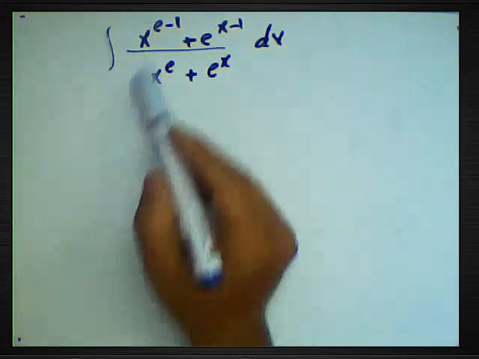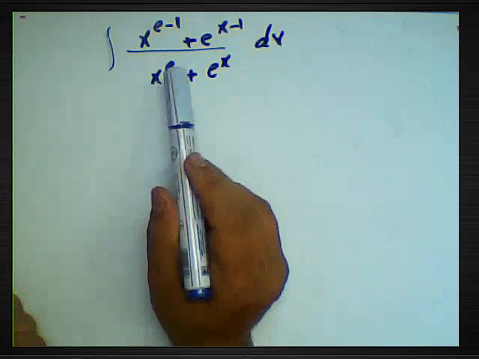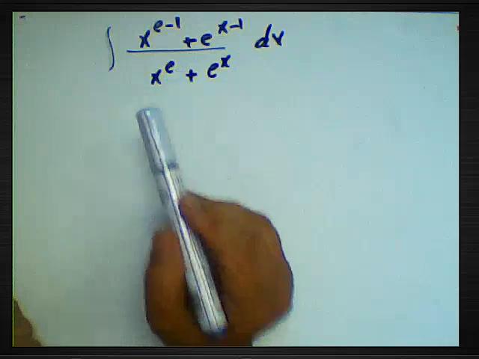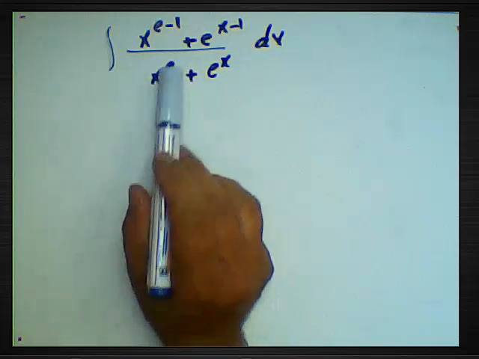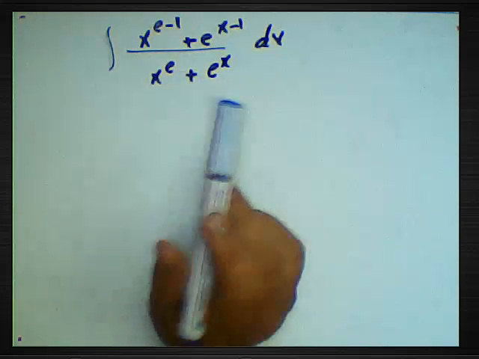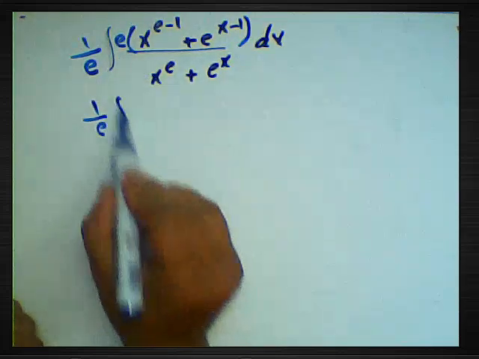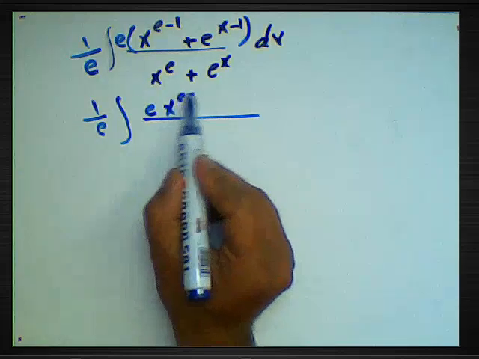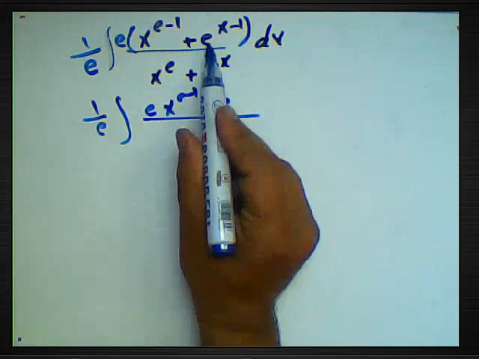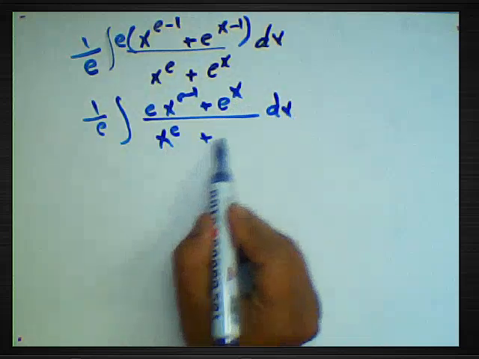Integration about this function, x power e minus 1 plus e power x minus 1 over x power e plus e power x. We know the derivative of this function here, x power e, it will be what? It will be x power e, the same function, and derivative about the power, it will be e. So the derivative about this function x power e will be e power e multiplication x power e. So we can solve this example by multiplying this expression by e and dividing by e. So the result will be e multiplication e multiplication by x power e minus 1 plus e times x minus 1 times e, it will be e power x over x power e plus e power x.